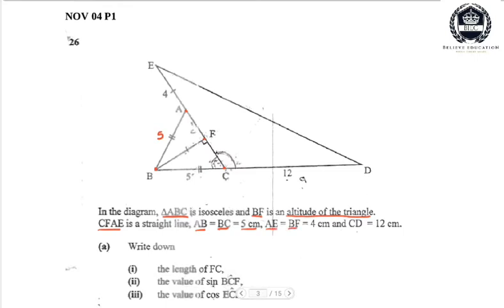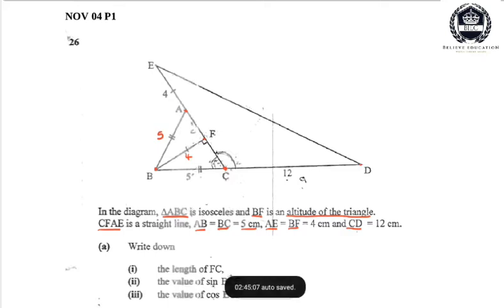Then AE is equal to BF. So we have our AE equal to BF. So this will be equal to 4. Then after that we also have our CD being equal to 12. Our CD is also equal to 12.